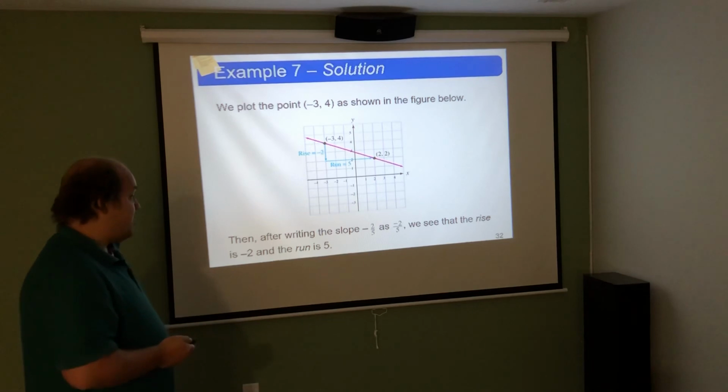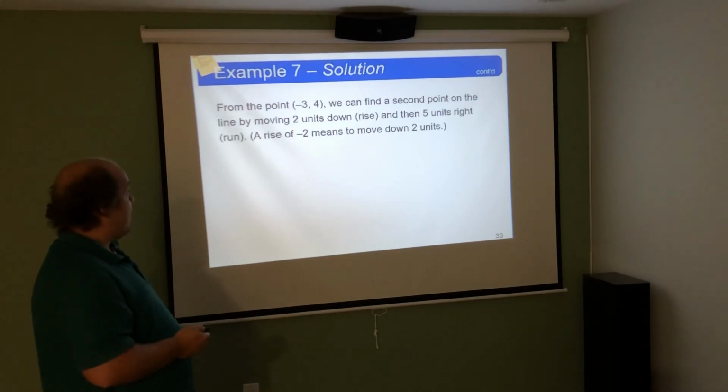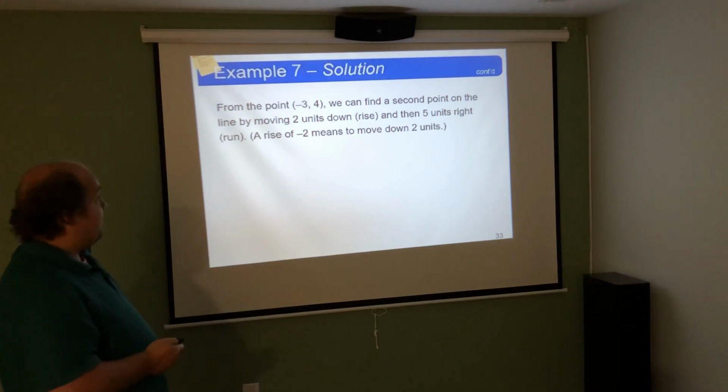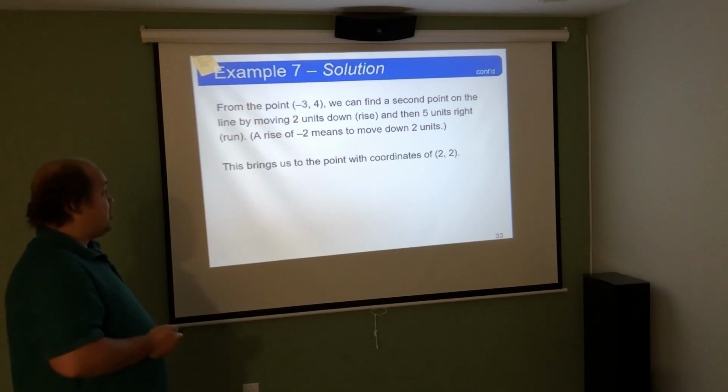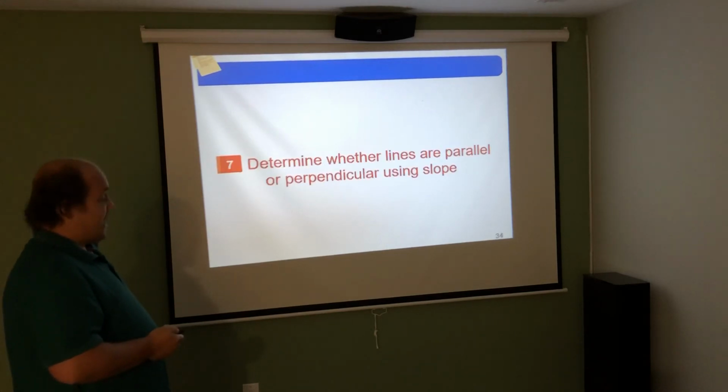Then after writing the slope is negative 2/5, we see that the rise is negative 2 and the run is 5. From the point negative 3, 4, we move that much and it brings us to the point 2, 2. Then we draw the line to connect them.